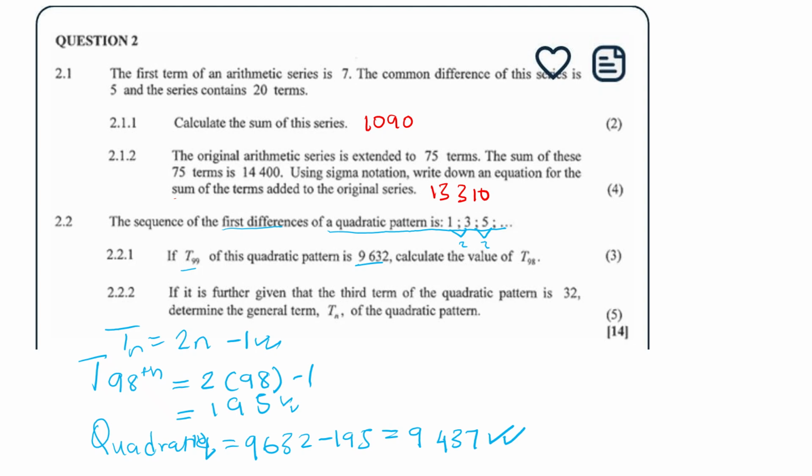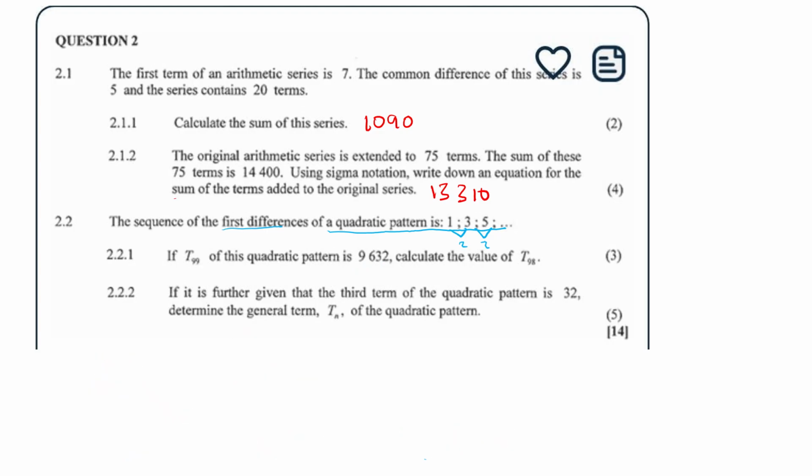Therefore now this is your T98 on quadratic. Very good. Let's go now to question 2.2.2. Right, so then now they're saying if it is further given that the third term of the quadratic pattern is 32. Good. Determine the general term Tn of the quadratic pattern.